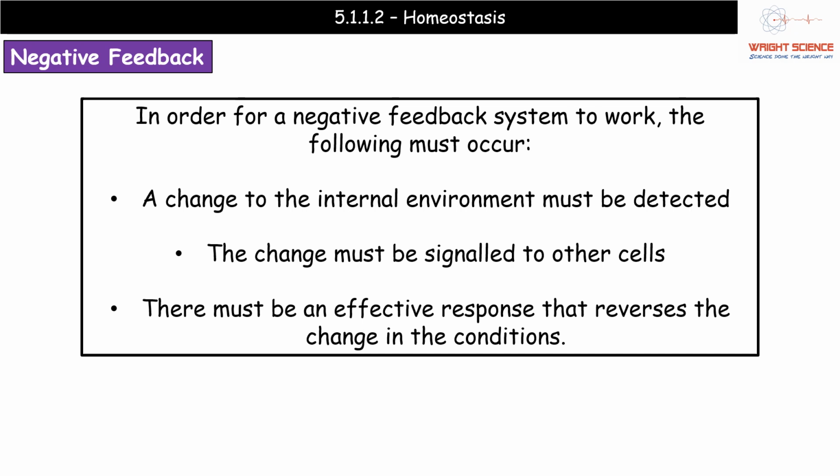As far as these negative feedback systems go, what they must have in order to be working are: a change to the internal environment must be detected. We've got to be able to send information about that change to other cells. So we've got cell signaling in some way happening here. And then we need some kind of a response to reverse that change in conditions.